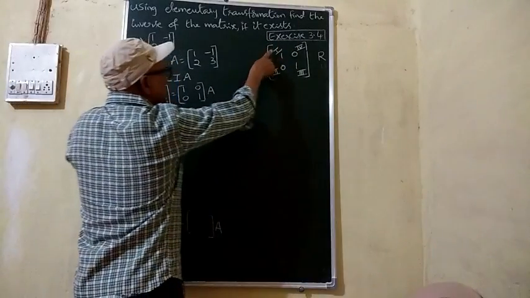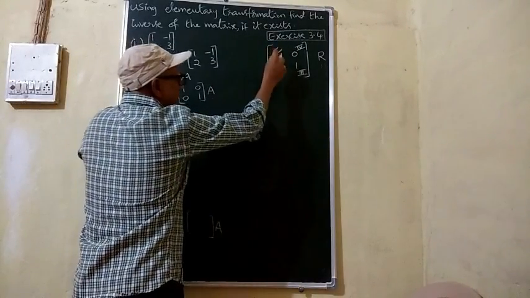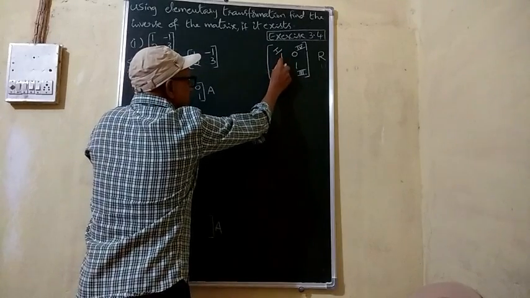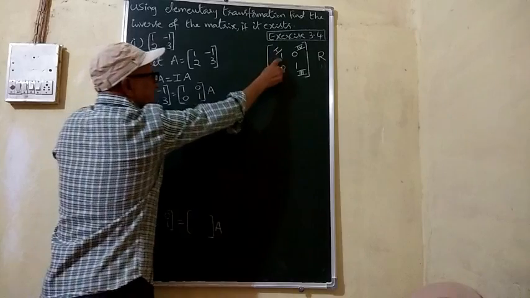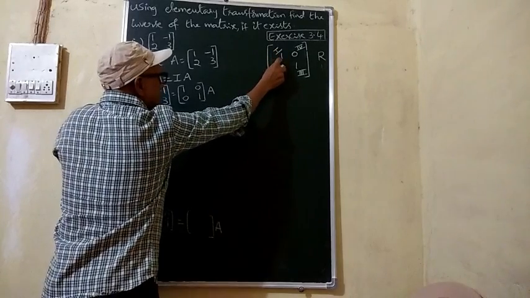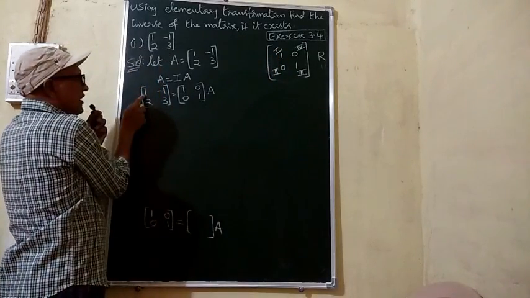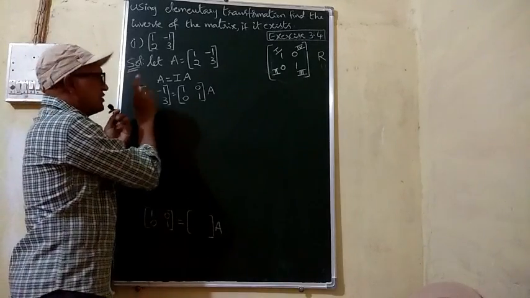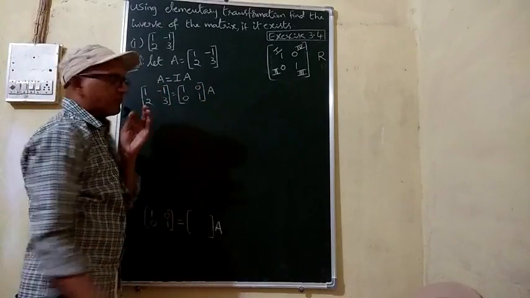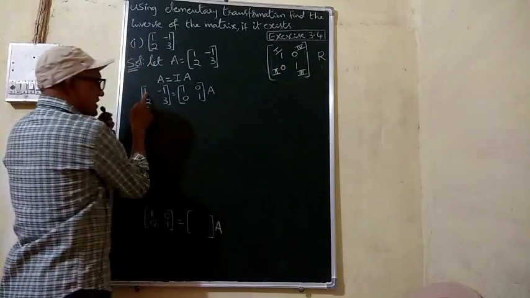As per this one, what is the first Roman letter? 1. Where is it? In the first row. In the first row, we need 1. Already 1 is there, so no need to take tension. Roman letter 1 is already there.